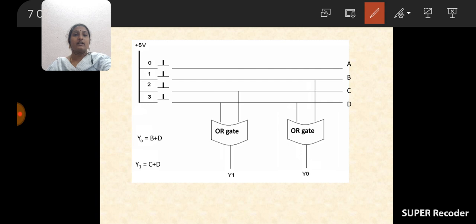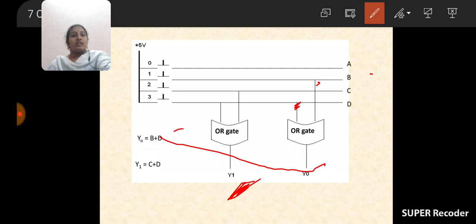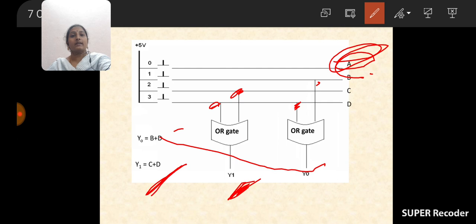How many number of gates are used in the construction? 2 gates are used. How many number of push button switches are used? 4 push button switches are used. And here, how can we write the logical expression? Y0 is equal to B plus D. And Y1 is equal to C plus D. Here you observe cleanly, A is not connected or not involved in the logical expression. A is not connected to gates and it is not involved in the logical expressions.